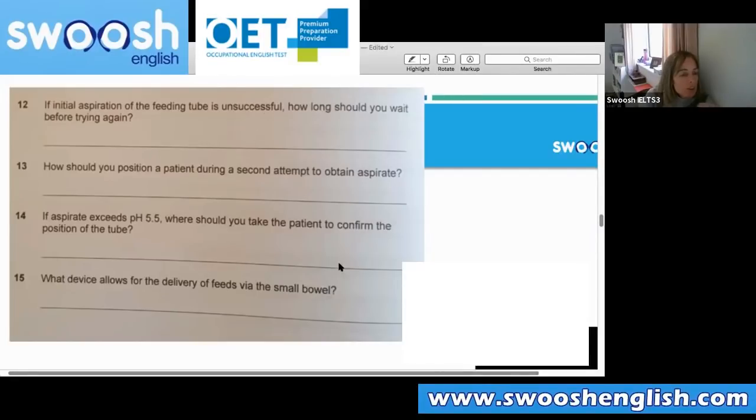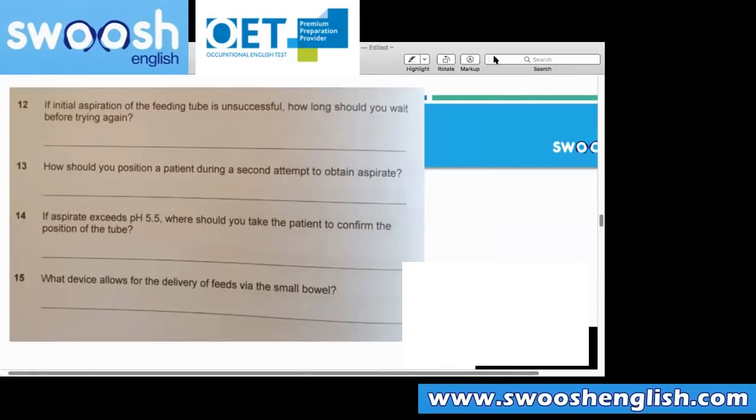Right. So, how should you position a patient during a second attempt to obtain aspirate? Okay, so I'm going to ask somebody different. We have a few people here. Dorothy, are you there? Okay, not Dorothy then. What about May? I think some people just switch on the lesson and then go off and do something else, maybe. Anselin? Ma'am, Hi.